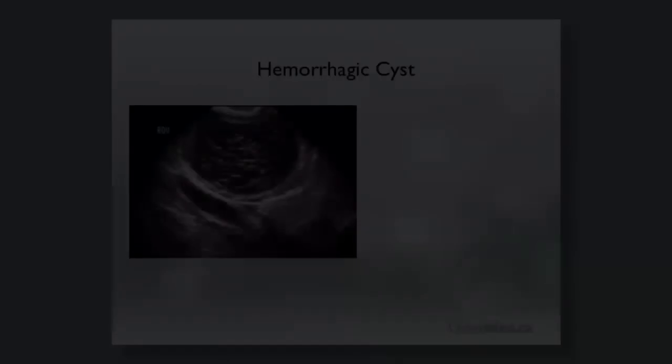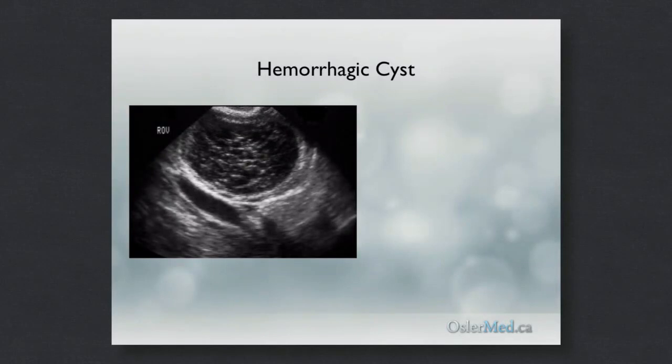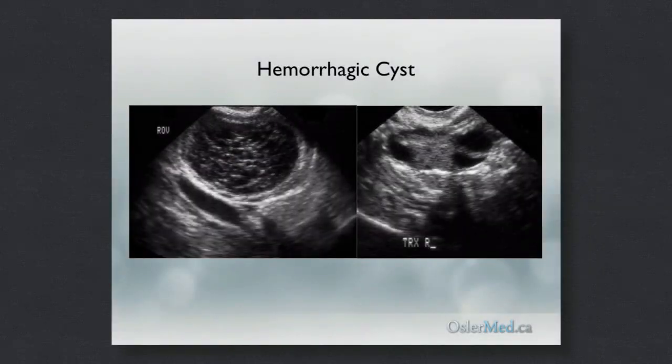Here's a nice example of a hemorrhagic cyst, very typical, lace-like internal stranding. This is a cyst in the right ovary, and this cyst was followed, and 8 weeks later, immediately following a period, that cyst has resolved and the ovary appears completely normal.